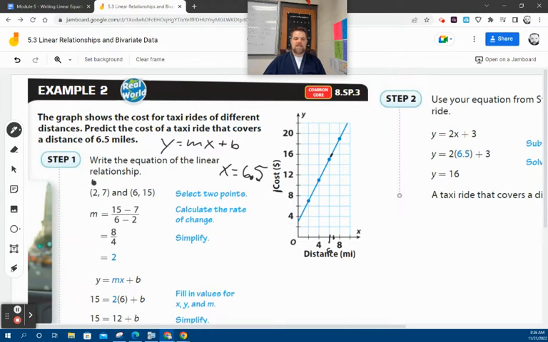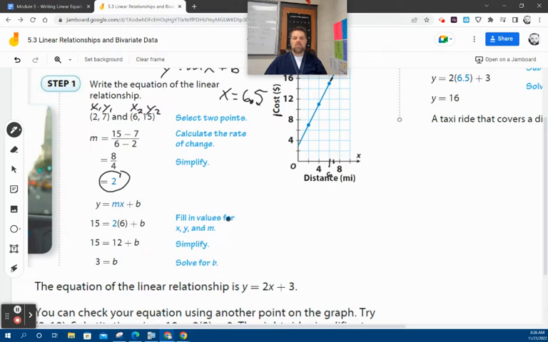So this is x sub 1, y sub 1. This is x sub 2, y sub 2. And we just plug it in. 15 minus 7 is 8. 6 minus 2 is 2. So my slope is 2.